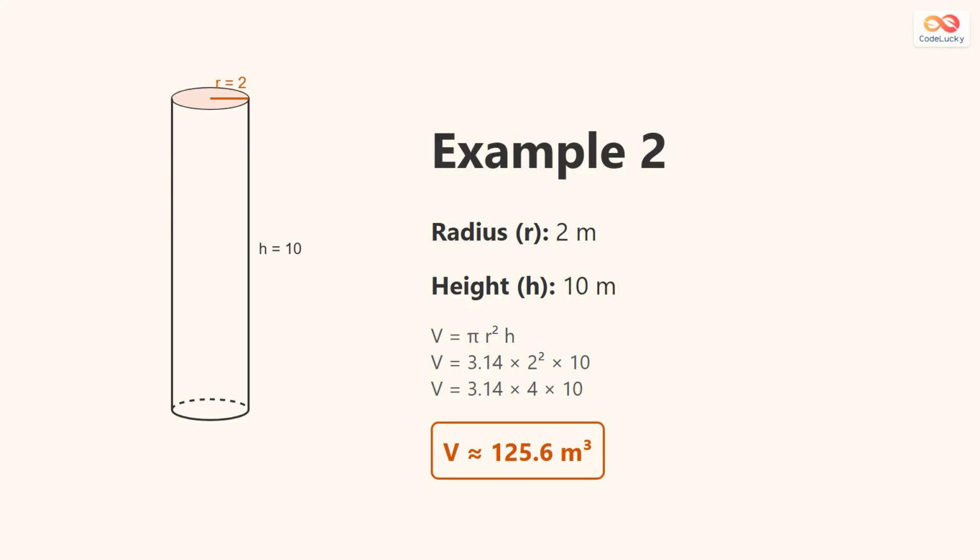Here is another example with a taller cylinder. The radius is 2 meters and the height is 10 meters. We calculate 2 squared, which is 4, then multiply pi times 4 times 10. The result is approximately 125.6 cubic meters.